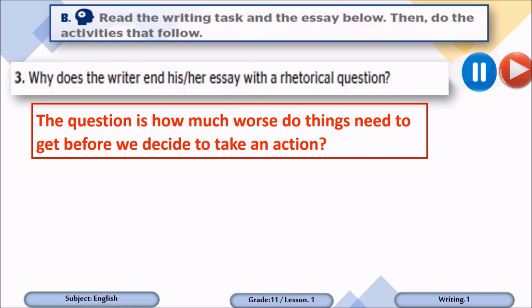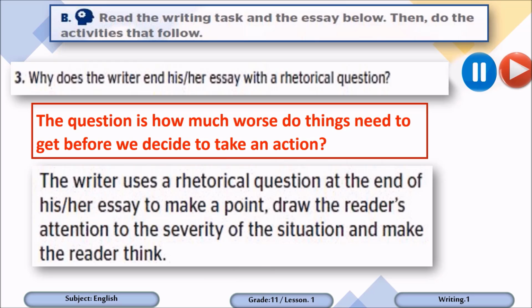Here is the question in which the writer ends his essay. The question is, how much worse do things need to get before we decide to take action? The writer uses a rhetorical question at the end of his or her essay to make a point: draw the reader's attention to the severity of the situation and make the reader think.